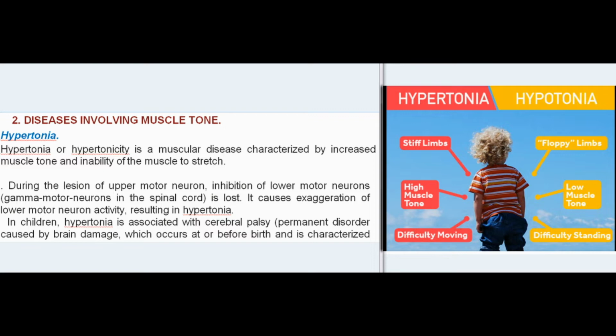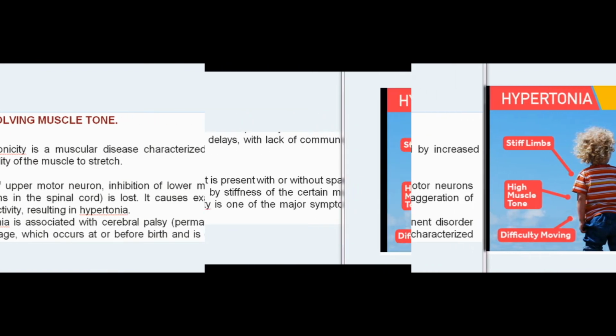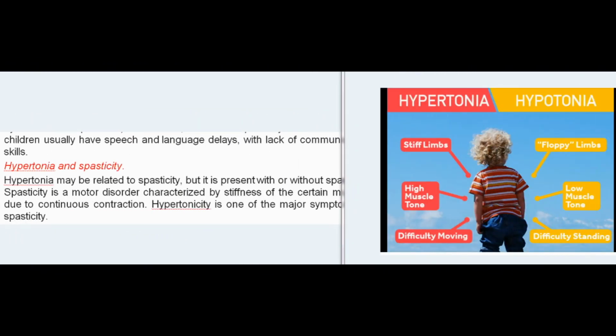In children, hypertonia is associated with cerebral palsy, a permanent disorder caused by brain damage, which occurs at or before birth and is characterized by muscular impairment. Here also, the motor pathway is affected. Such children usually have speech and language delays, with lack of communication skills.